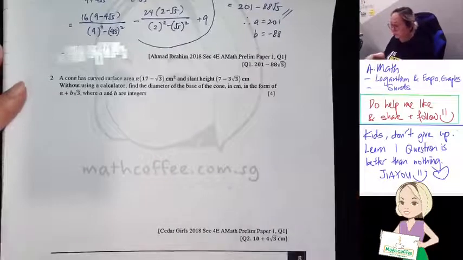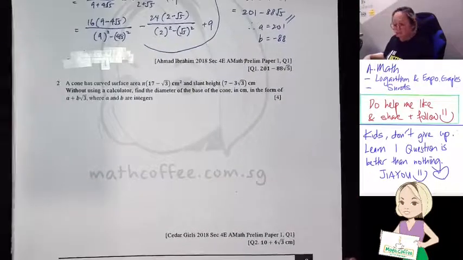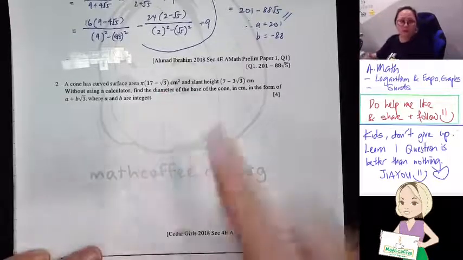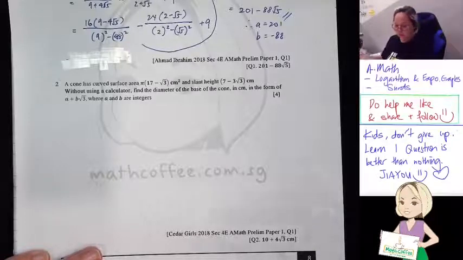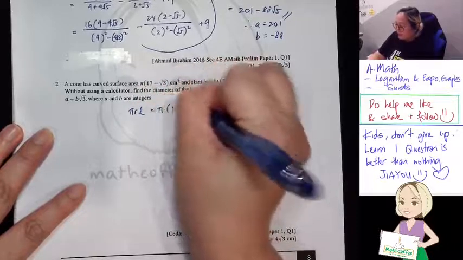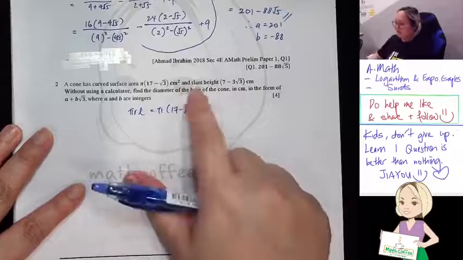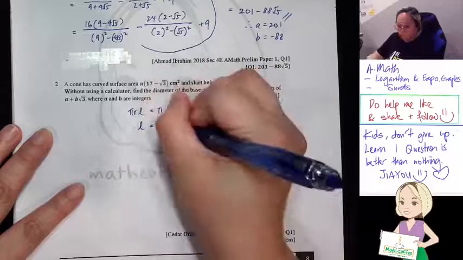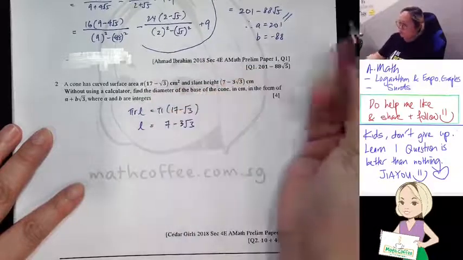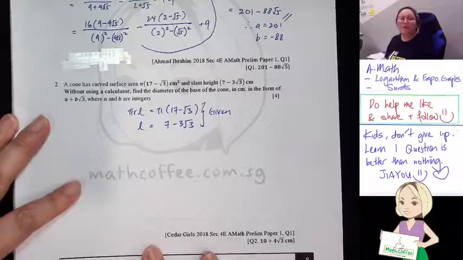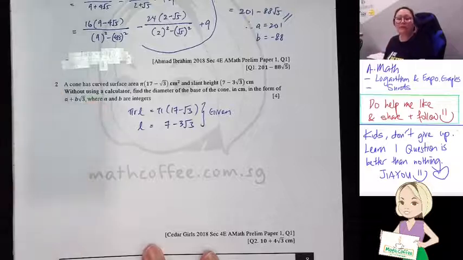Okay, now let's move on to question 2. A cone. When they talk about a cone, you need to know the formula of what they mention. Curved surface area, you need to know that it is pi r l. So they tell me that pi r l is equal to pi times 17 minus square root 3. Then they tell us that the slant height is L, so L is equal to 7 minus 3 square root 3. These are given, provided you know that curved surface area is pi r l.